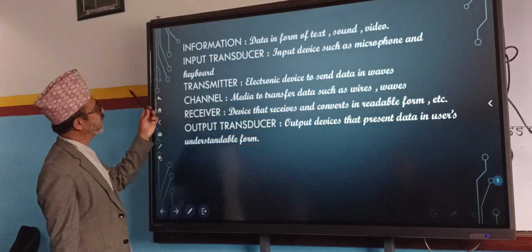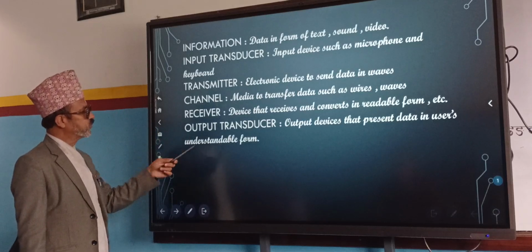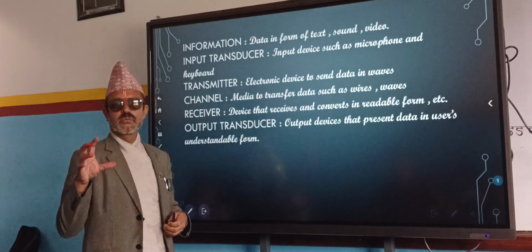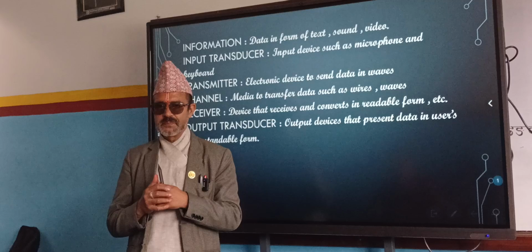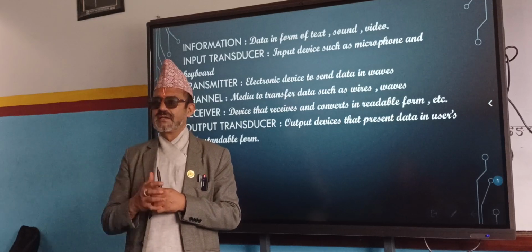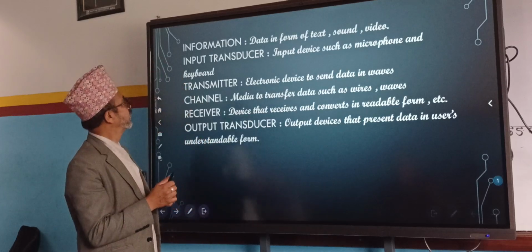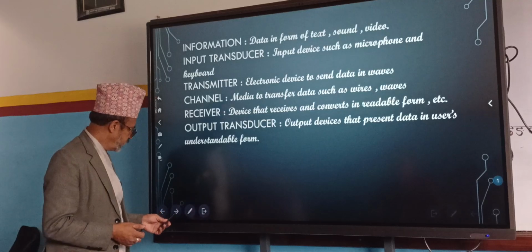So information input, transmitter, channel, receiver, output. Then we have the router. The router also acts as a connector. Yes or no? Either it may receive the signal or it may act as a sender. Input transmitter or output transmitter. We can do this one.